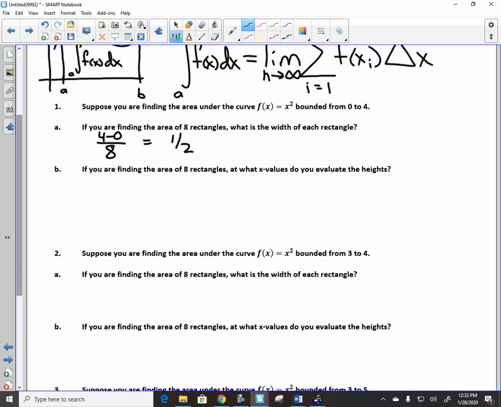Now, we're going to choose to use right-hand sums. If you end up doing an infinite number of rectangles, it really doesn't matter whether you do right hand or left hand. It'll come out exact either way, but we're going to focus on right hand. So if the width of each one is 1/2, how do you end up determining where you evaluate the heights? What's the first one you evaluate the height at? 1/2. What's the next one?